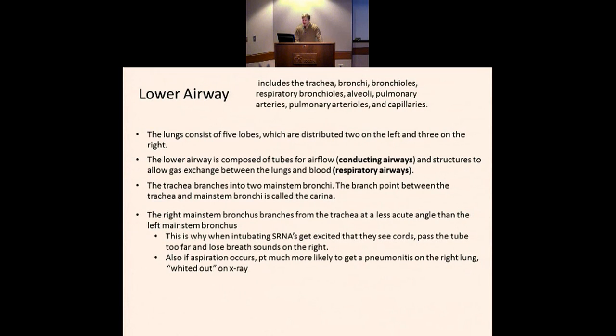Your trachea branches into 2 main stem bronchi, and they come out at different angles. The right bronchus branches from the trachea at a less acute angle than the left, which is why when SRNAs are all jazzed up, but they finally intubate someone correctly and they shove it in there, it's probably going to go into the right main stem. There's less resistance there. Also, if someone aspirates, and you look at their X-ray when they develop a pneumonitis, it's going to be on the right side 9 times out of 10. That's just because of the path of least resistance.